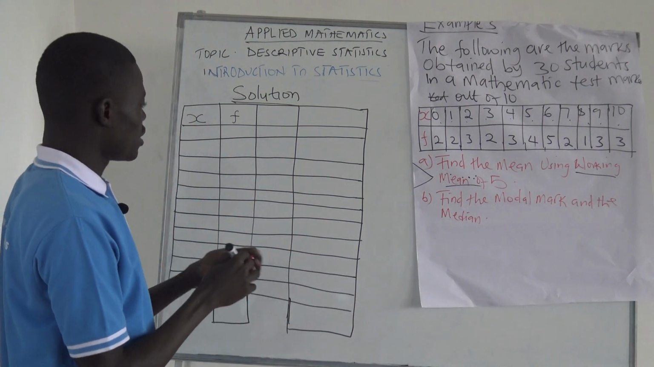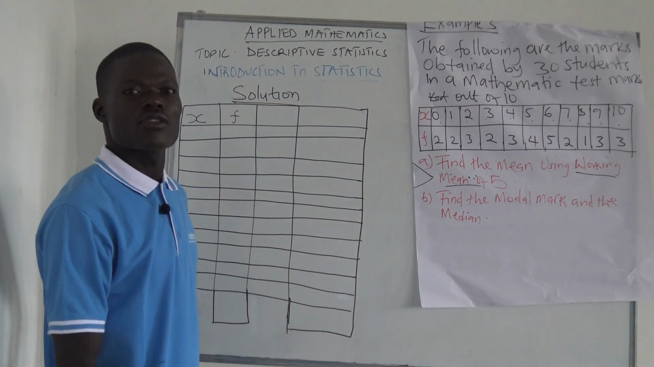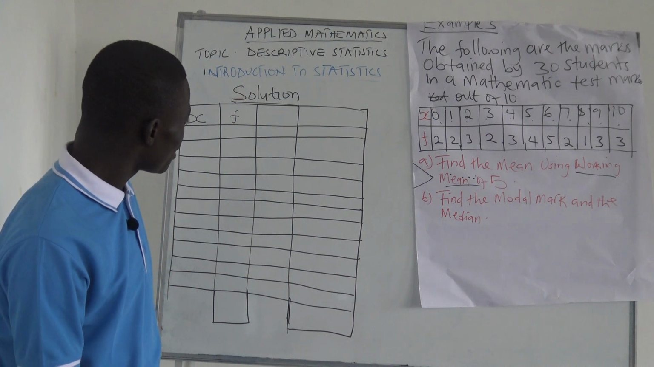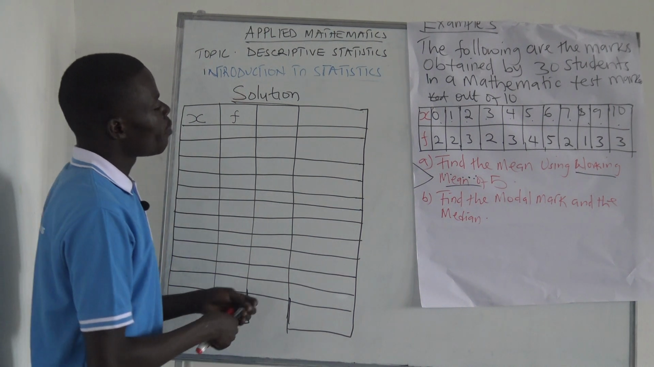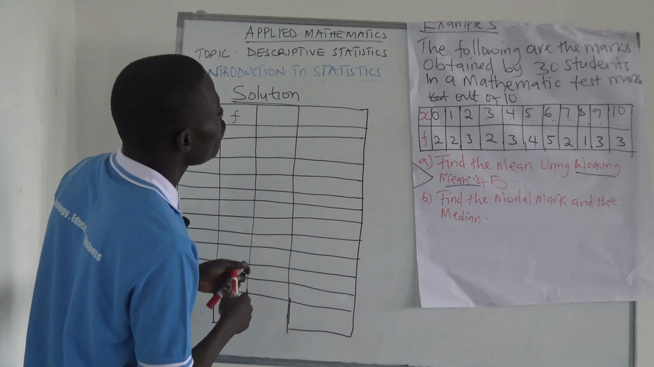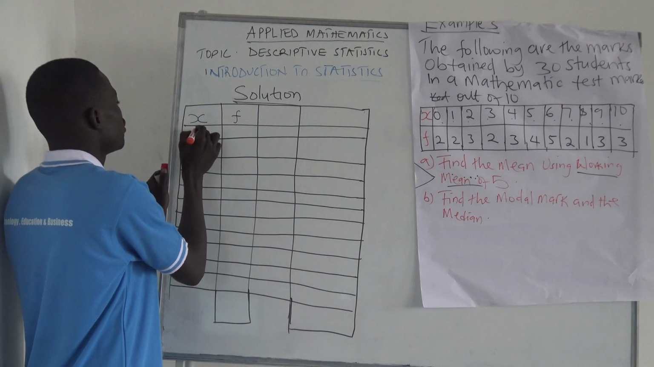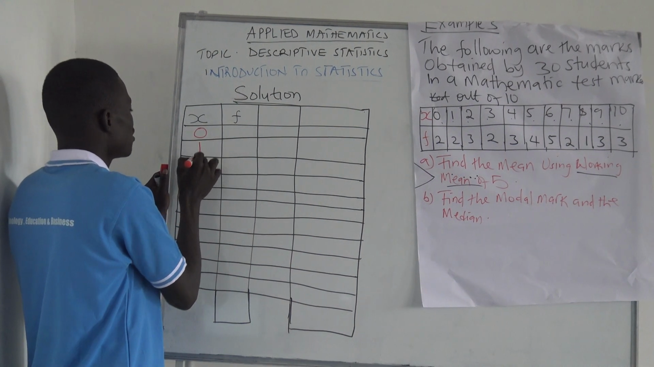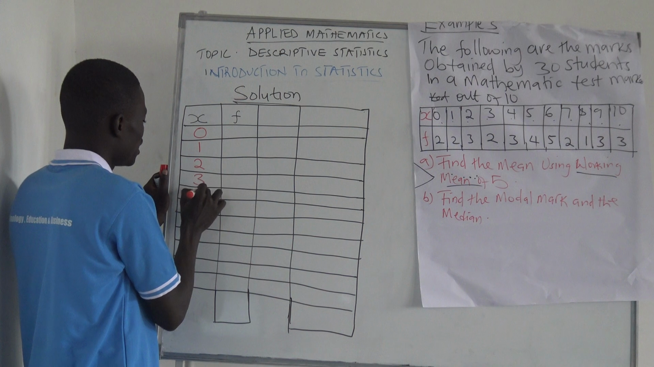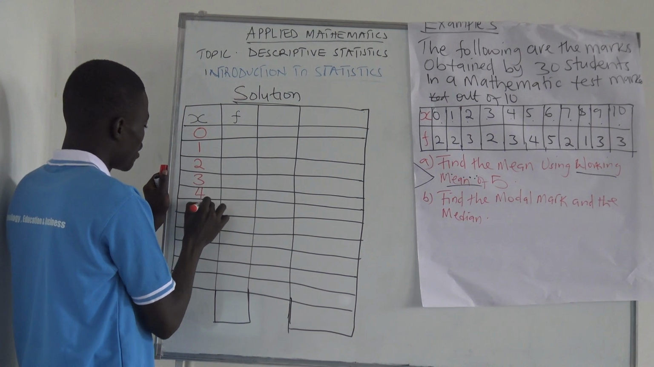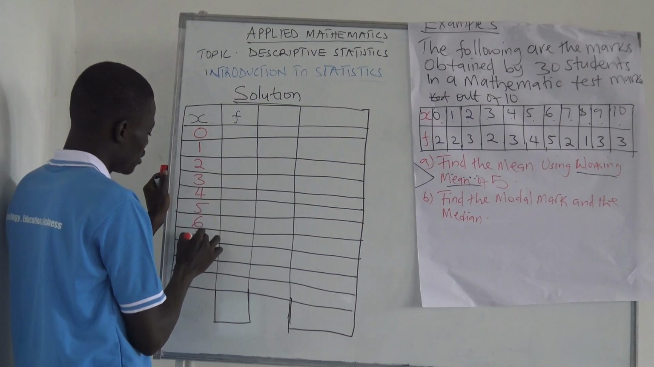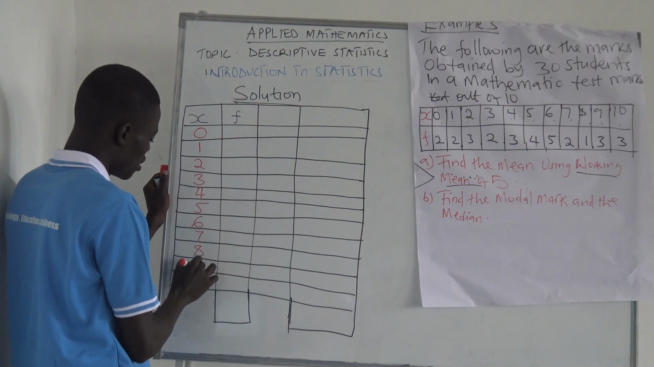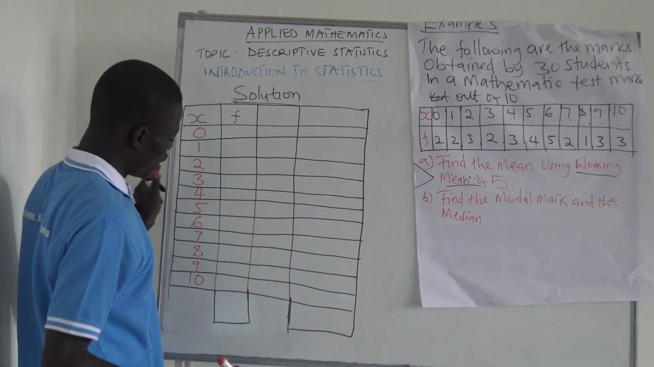Make sure to use the straight line. So use your note. We have the values of x ranging from 0, 1, 2, 3, 4, 5, 6, 7, 8, 9, 10.